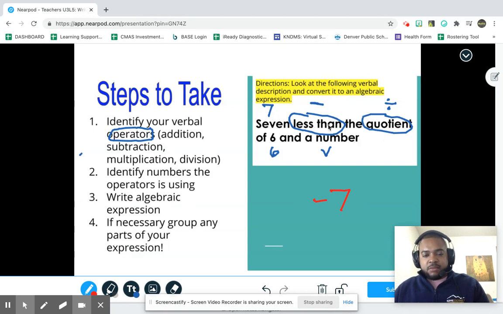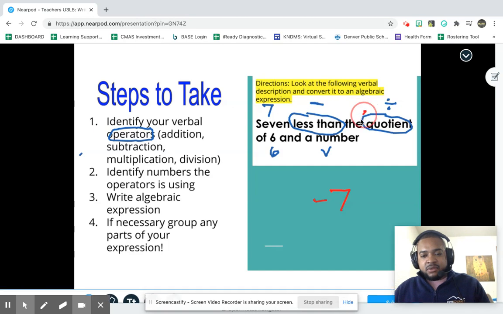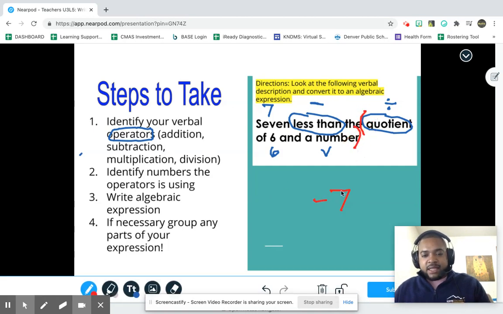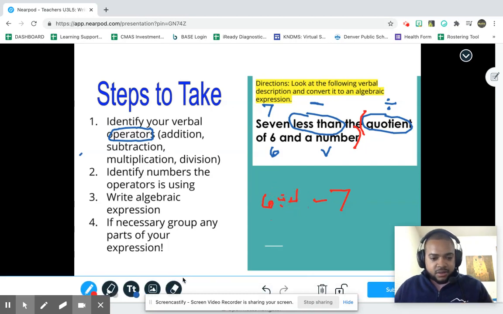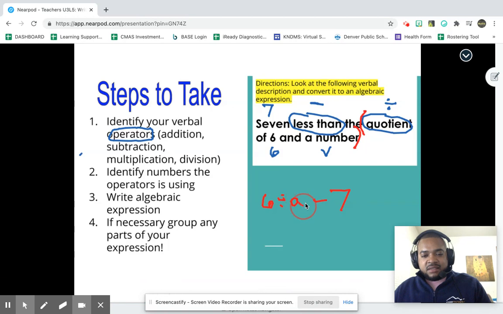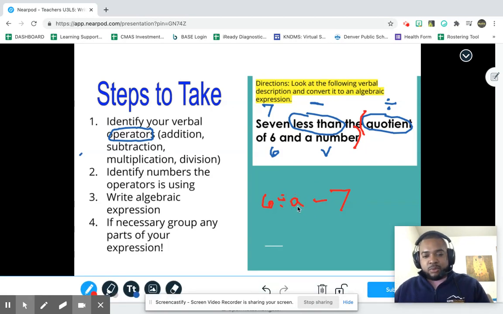Well, that's interesting, because if you think about it, 7 less than the, so I'm subtracting 7 from the answer of 6 divided by a number. So this I can consider a grouping by itself. So it's subtracting 7 from my answer of 6 divided by, oops, not 4. That's wrong. I wanted to draw a z and I was writing 4. 6 divided by a number. Remember, a number is a variable.